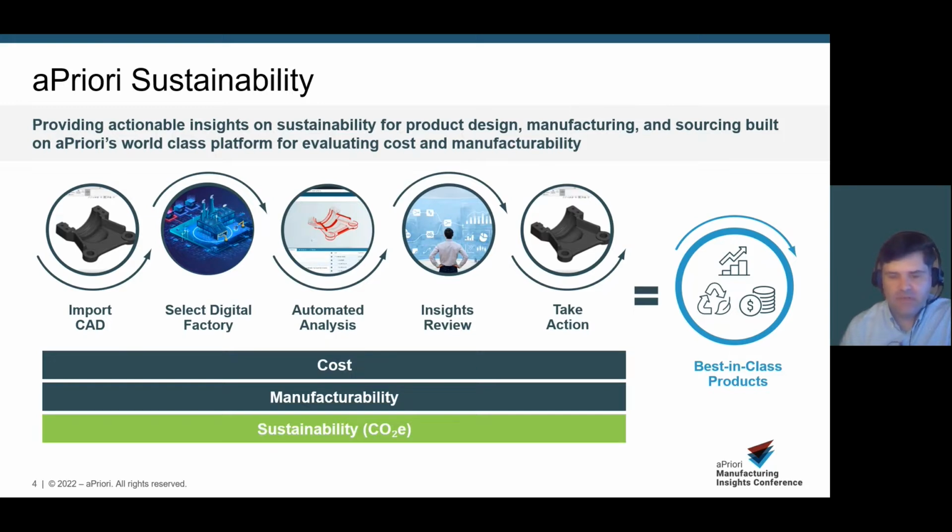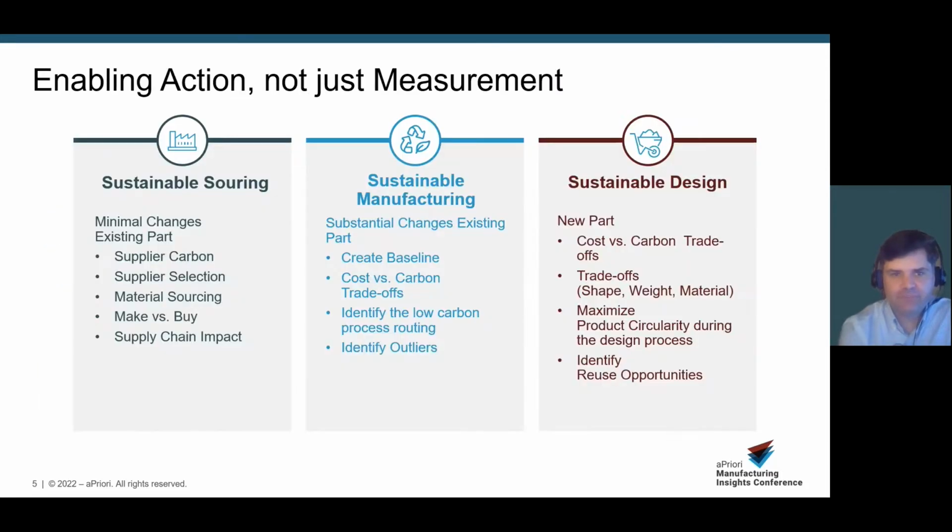And with sustainability, we're not doing anything new. We're taking cost and manufacturability that we've been doing for 20 plus years, and then we're adding sustainability and carbon on top of our existing platform. And the whole goal is to help you enable action and not just measurement.